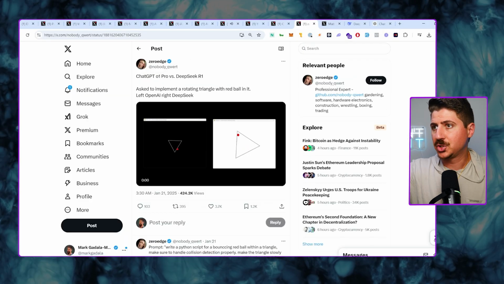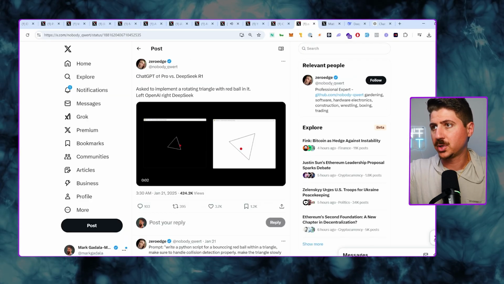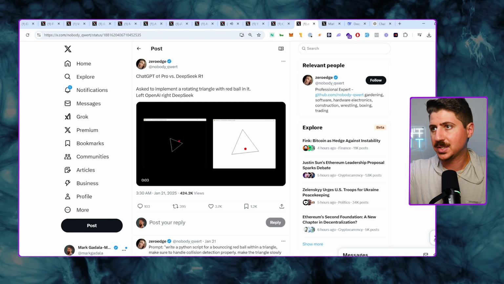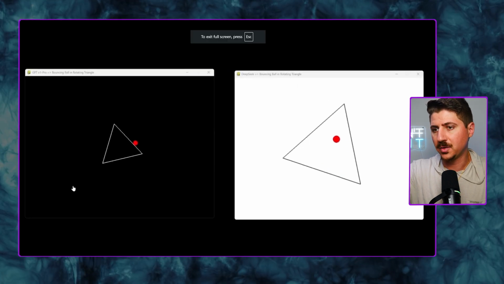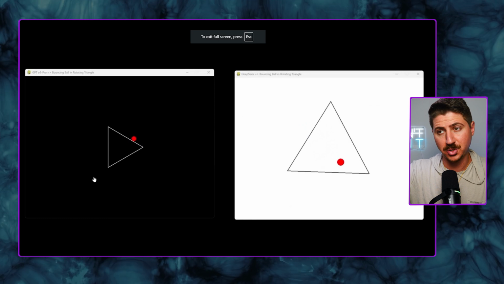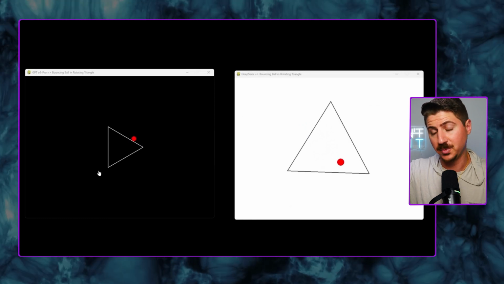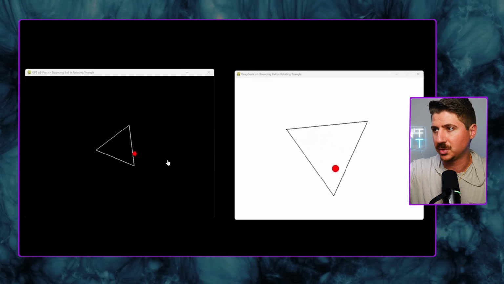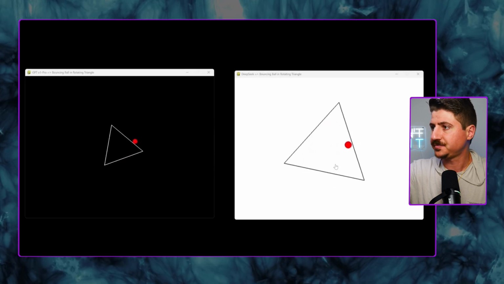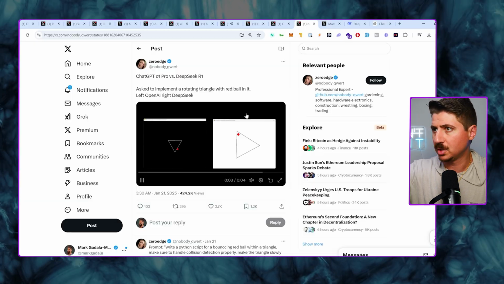So this guy is actually showing a comparison between O1 Pro and DeepSeek R1. He asked it to implement a rotating triangle with a red ball in it. And you can see that this is O1 Pro on the left hand, by the way, $200 a month, like I showed you, versus $15 for 1 million tokens. And it didn't even get it right. It's got the ball on the outside and it's not even rotating in here. Look at what R1 did here. It did it perfectly. So pretty cool stuff.